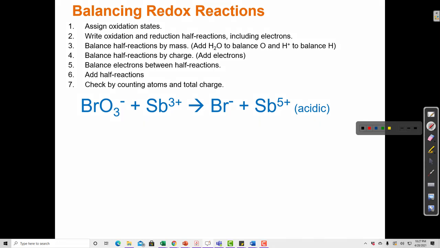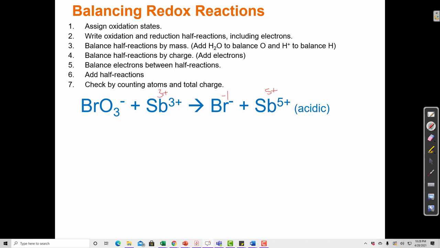So we have to do this to every element on both sides. So let's do the easy ones first. This ion is a monatomic ion, and its charge is 3+, therefore its oxidation state is 3+. This one, monatomic, its charge is 5+, therefore its oxidation state is 5+. Br is monatomic, its charge is -1, its oxidation state is -1. Those three were all pretty easy.